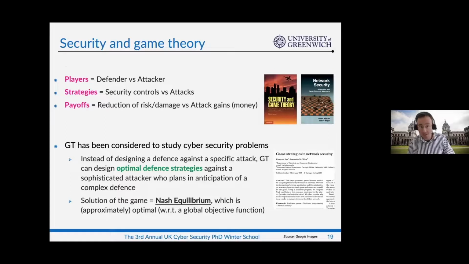So strategies or actions could be security controls versus attack steps. And what would be attack steps? I talked about controls earlier. Attack steps could be some TTPs coming from the MITRE framework. And finally, we have the notion of the solution of the game, which is the best we can do as defenders to protect our systems, by implementing what we call the Nash equilibrium. So which control should I implement?